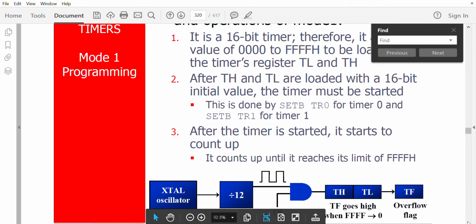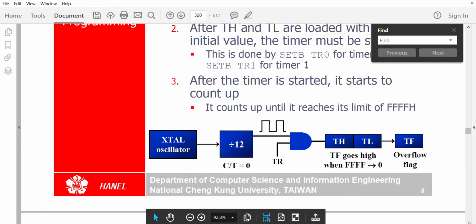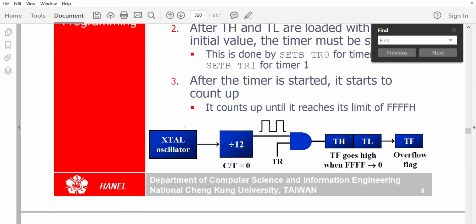After the timer is started, it starts to count up. This is the arrangement. You have the crystal oscillator. We know that if it is acting as a timer, then the frequency we get for the timer is 1 by 12th of the crystal frequency. That is what is shown here. And since this is acting as a timer and not a counter, the C bar T will be equal to 0.